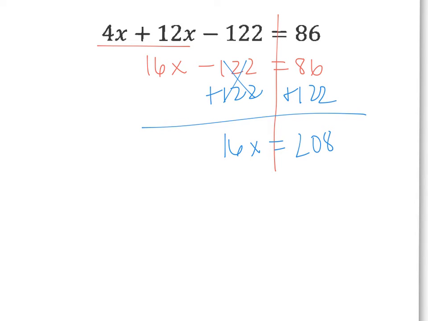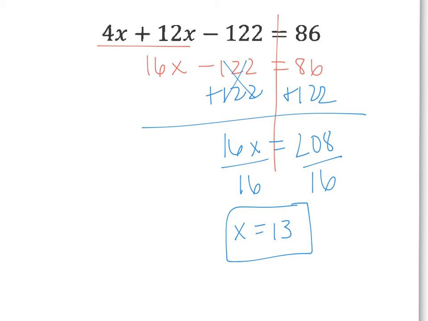And now the inverse operation of 16 times x is to divide by 16. And 208 divided by 16 is 13. So x equals 13 is my final answer.